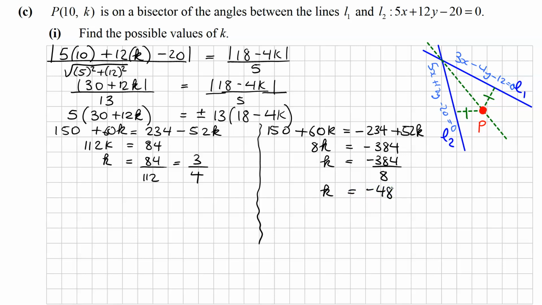Again, the whole idea was that the distance here was equal to the distance here. So that's exactly what you did: you put the two distances equal to each other. So there are your two possible values of k: 3/4, or k to be -48.